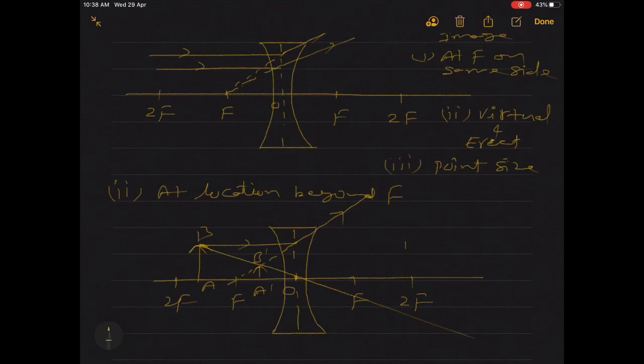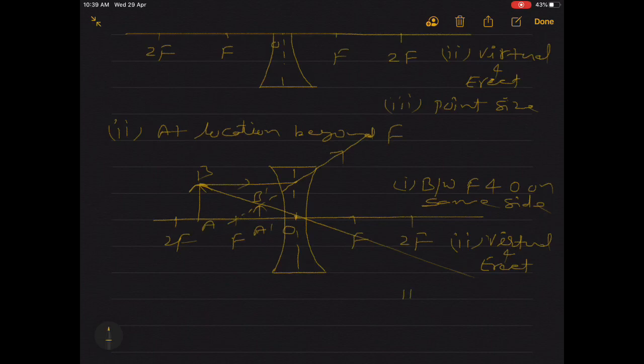So what are the properties of the image? The first is position. It is between F and O on the same side. Nature is virtual and erect, and size is smaller than the object.